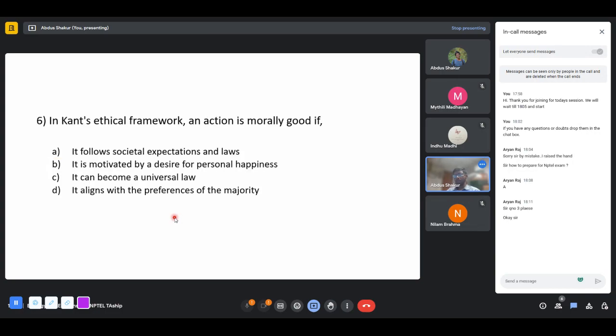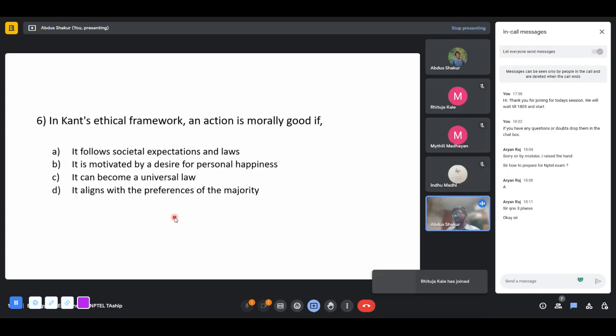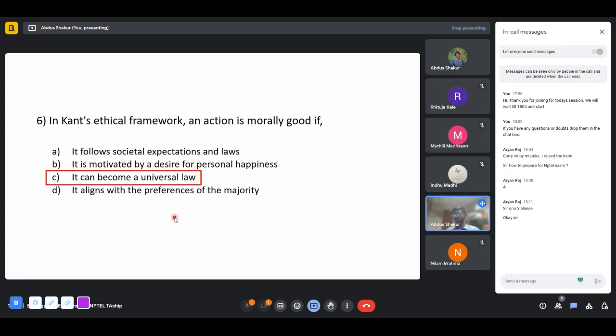Okay. So going ahead, in Kant's ethical framework, an action is morally good if it follows societal expectations and laws. It is motivated by desire for personal happiness. It can become a universal law. It aligns with the preference of the majority. So in Kant's ethical framework, an action is morally good if it becomes a universal law.